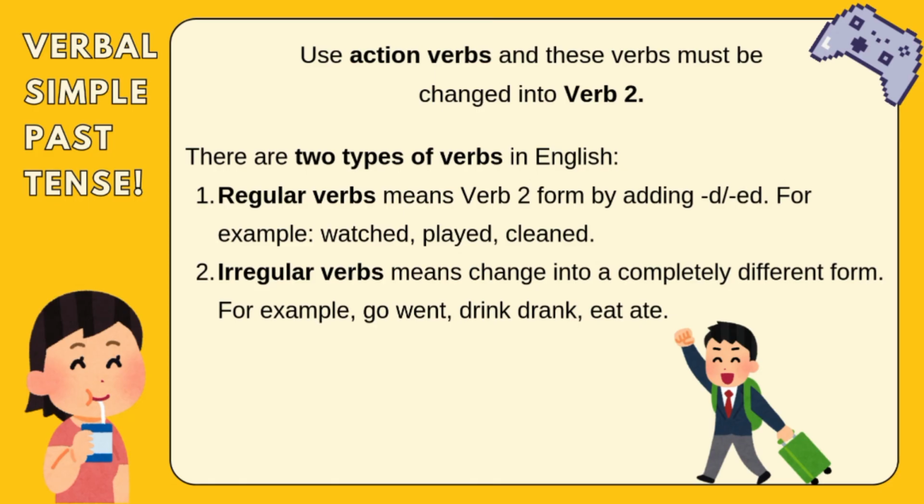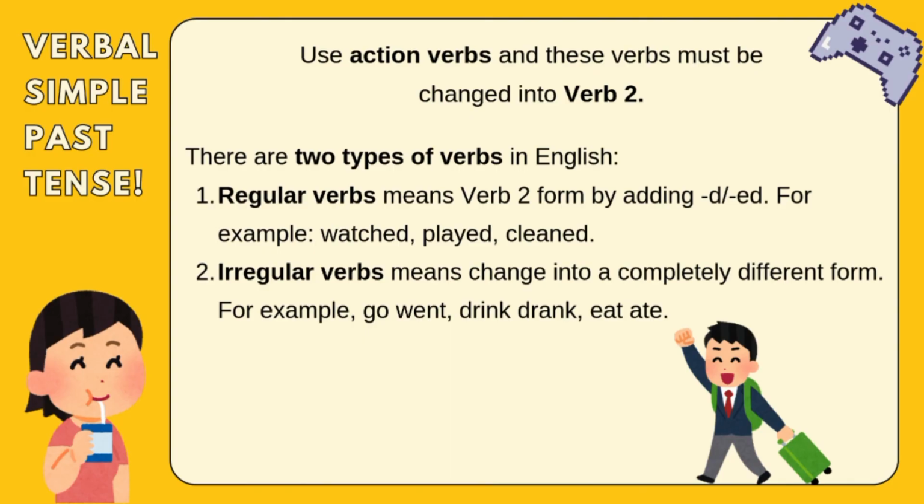Let's start with the first one, the verbal simple past tense. So as we know, verbal sentences use an action verb, and in the simple past tense, this verb must be changed into verb 2. There are 2 types of verbs in English. The first one is a regular verb, which means verb 2 is formed by adding t or ed. For example, watch changes into watched. Play changes into played. Visit into visited.